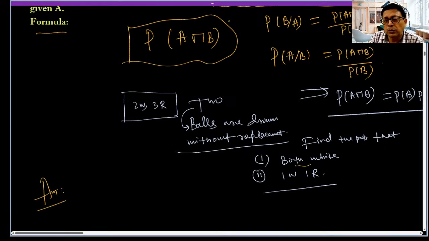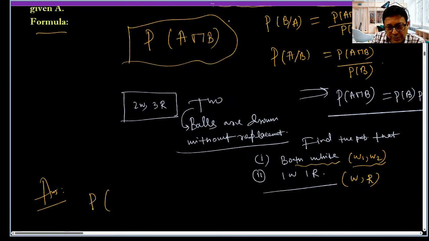I am writing both white as events W1 and W2. Those are events. White, red, I will take white and red. So we are going to find P(W1 intersection W2). Clear?